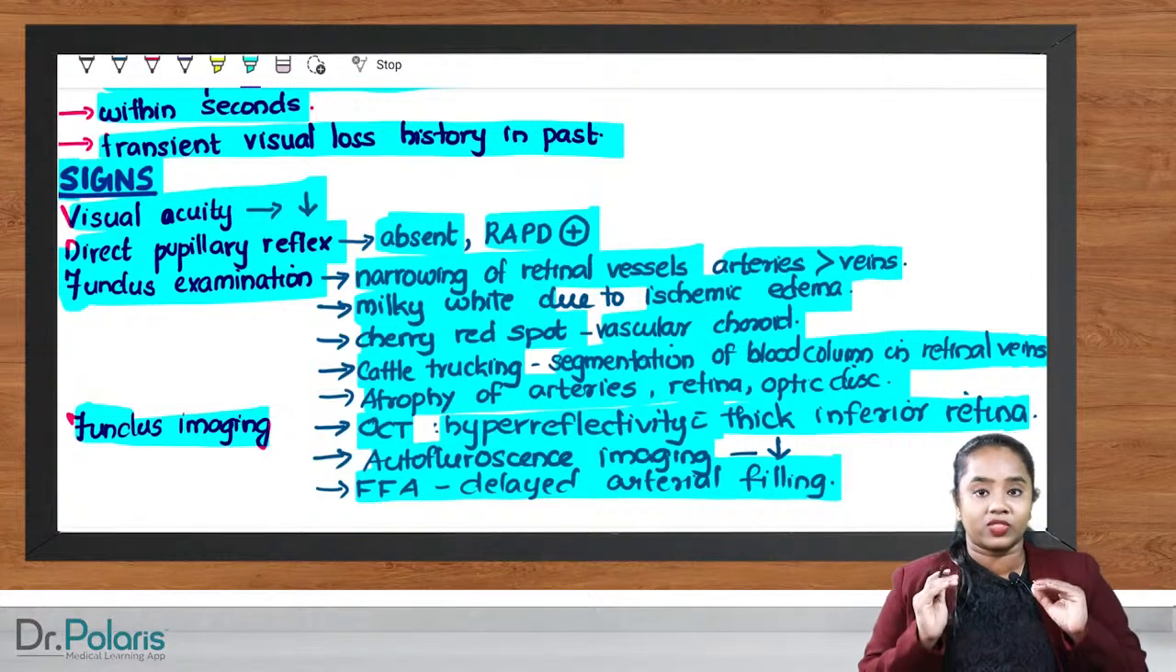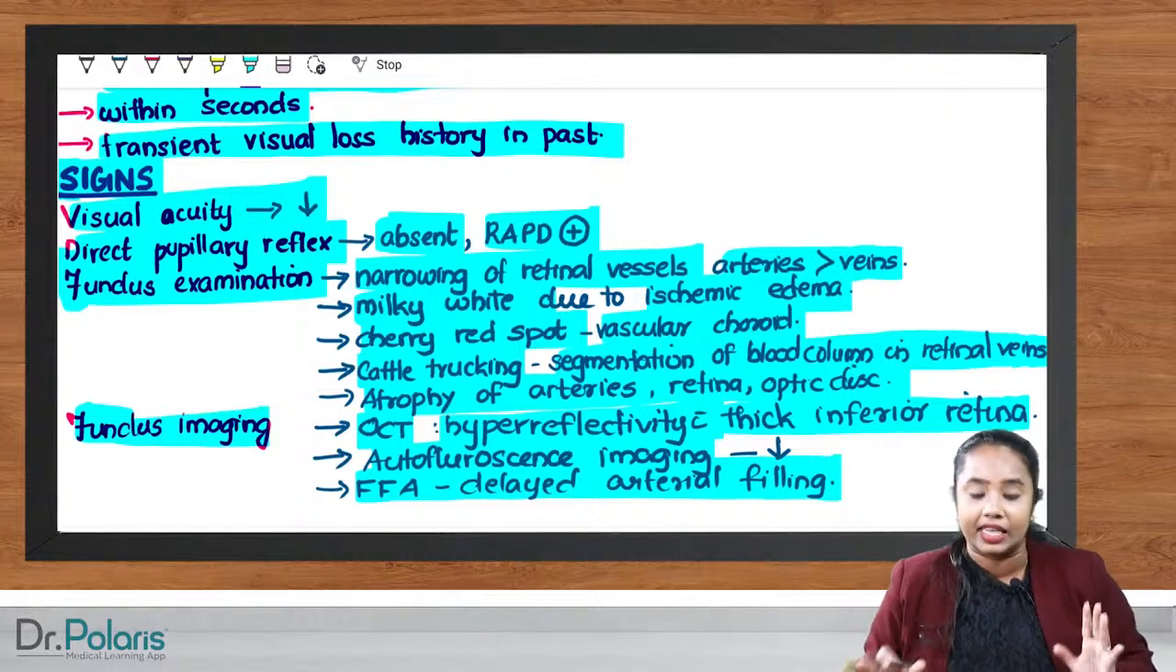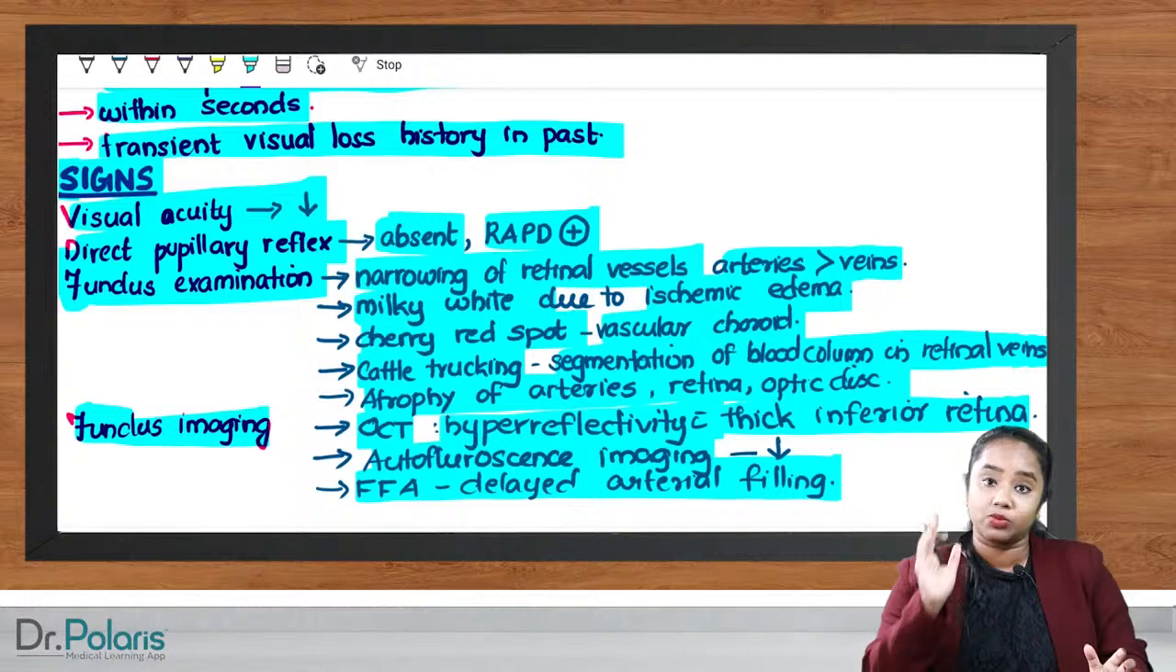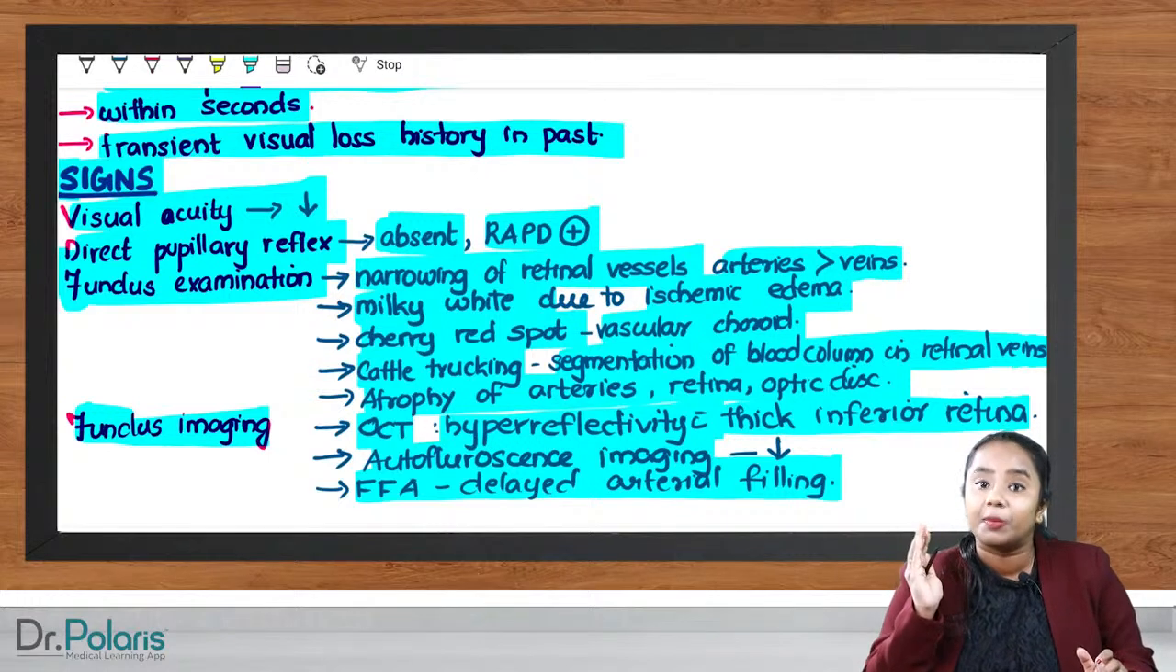The visual acuity, because of sudden loss of vision, is going to be decreased. The next thing is the direct pupillary reflex. The direct pupillary reflex will be absent, and RAPD will be present.